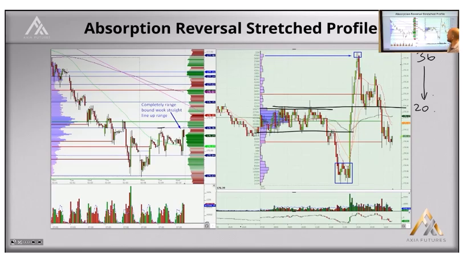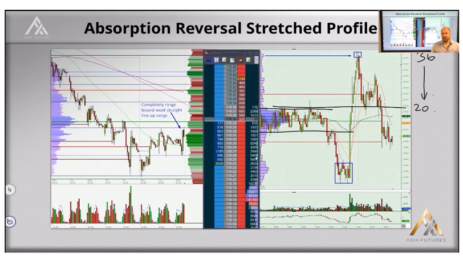If you just sell 36, great. You sell that, you put a stop in somewhere, and you hope that it's going to come off. And the trade will work. But if you see the absorption, you can add to this position. You can build this position up.